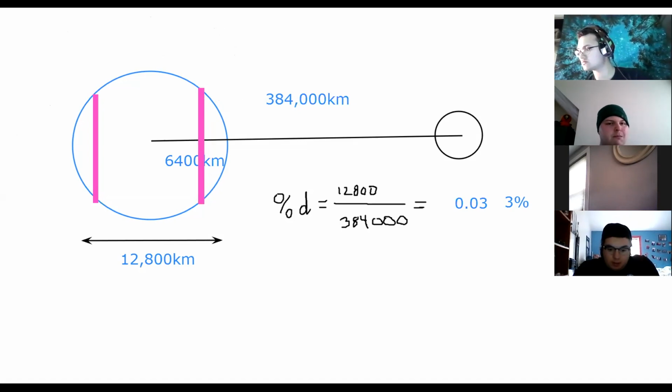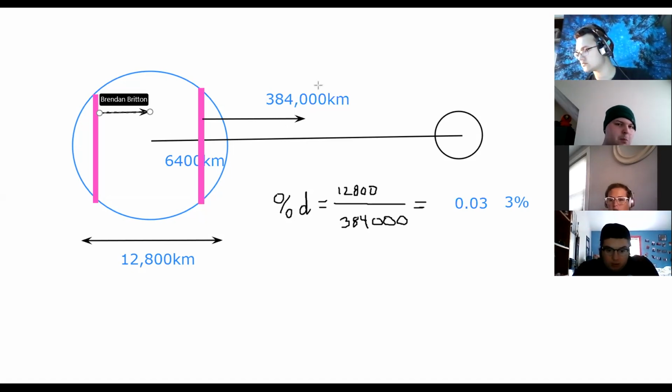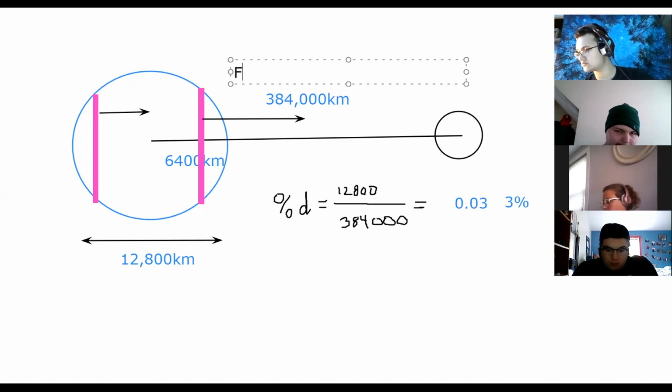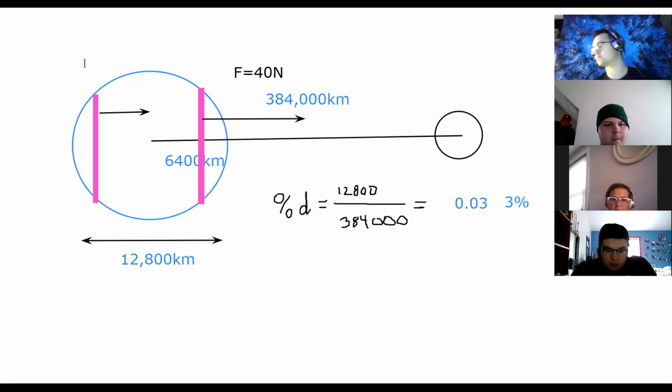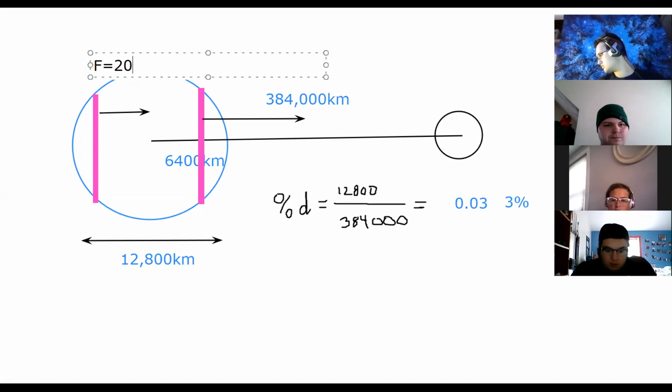How will the force be different if you're on the front slice versus the back slice? Well, the front slice should feel one force of gravity, and that should be the force on the front side. And then there should be a force on the back side, and they'll be different from each other. If I slice them thin enough, I guess I could make the force on the front side be, I don't know, 40 newtons. And maybe the slice on the back side, which is 3% farther away, would have a different force, like 20 newtons. I'm just making up some numbers here for fun.